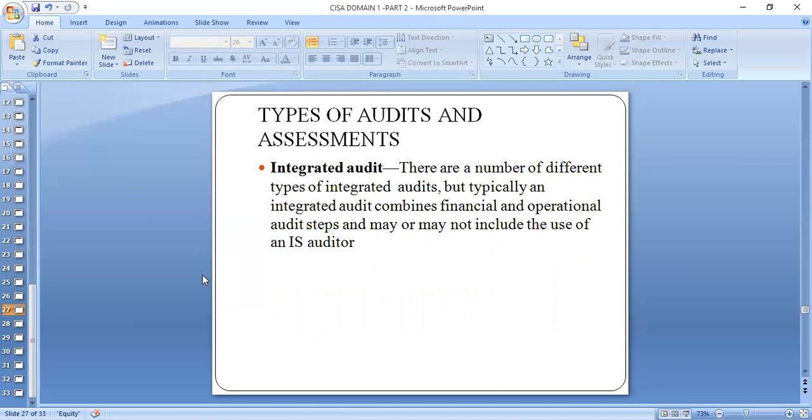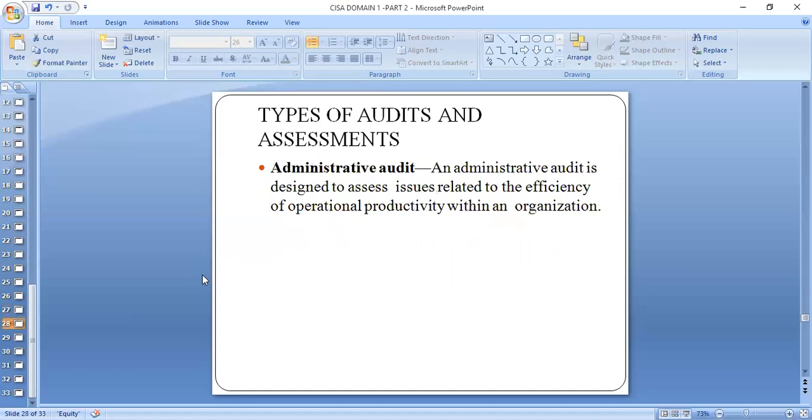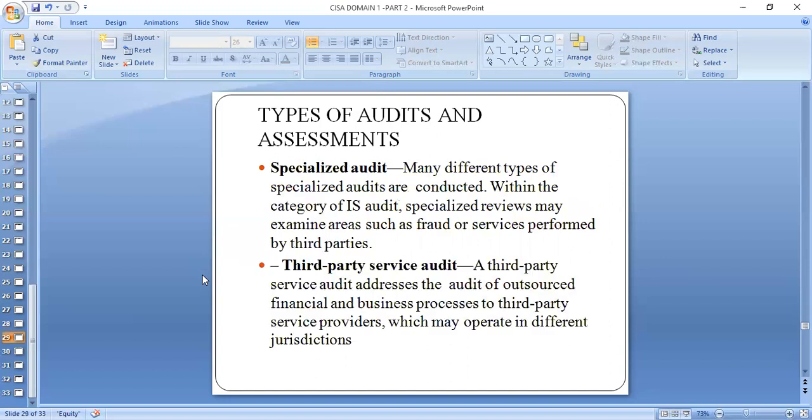So you audit financial statements, and you also audit the technology that produces those financials. We have admin audits, all right, to audit efficiency of operations, audit effectiveness of operations. So this can lead to business process re-engineering. Great. Specialized audits. So you have some audits that are specialized, like third-party service audits, right?